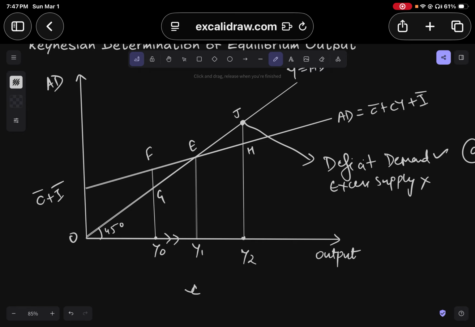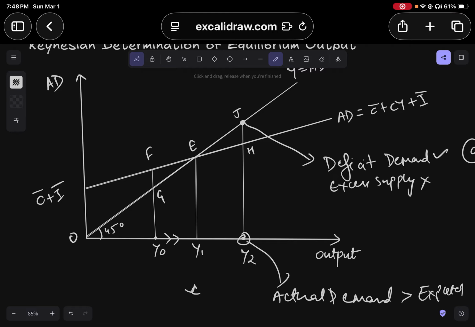Due to which, at Y2, actual demand is greater than expected aggregate demand. This implies unwanted increase in inventory due to deficient demand. Therefore, firms reduce their output and there will be downward movement on both curves.